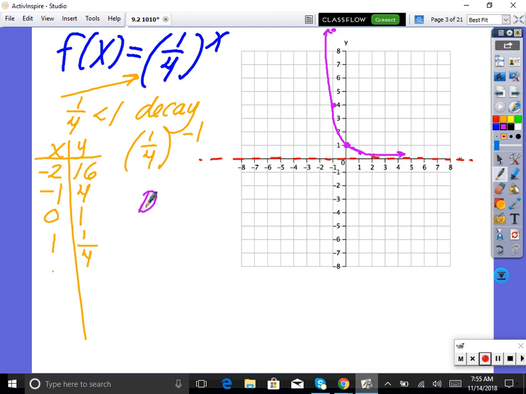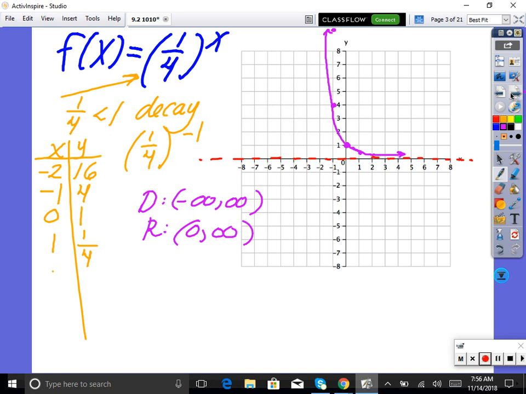My domain would be negative infinity to infinity. My range would be 0 to infinity. Good. Now look, from left to right, it was large and got exponentially smaller, didn't it? Decay. We always write the smallest one first. But you guys see how from left to right it was large and got exponentially smaller? Decay. Yeah.